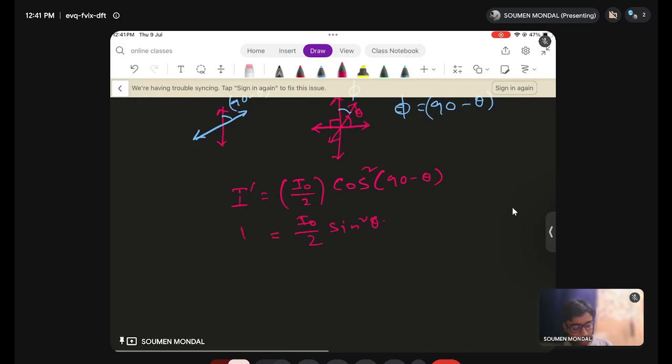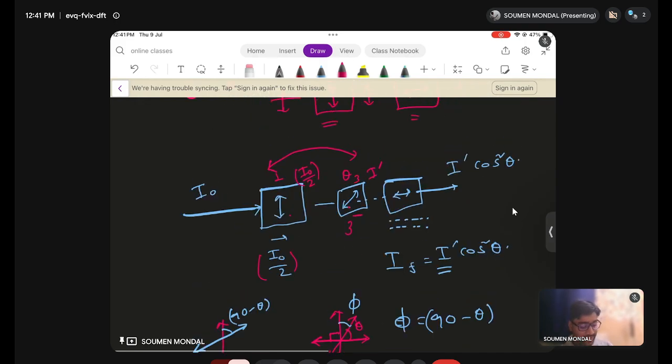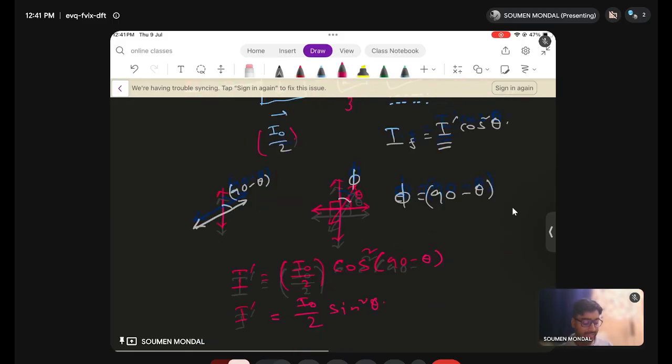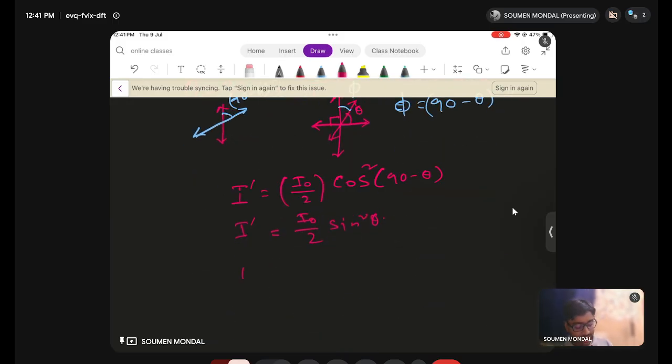Now for the last pair, again we have to apply Malus's law, where the angle between the polarizer and analyzer, or between the two polarizers, is theta. That is given in the question. So there we see I final is I prime cos square theta. So finally we can write I naught by 2 sine square theta cos square theta.